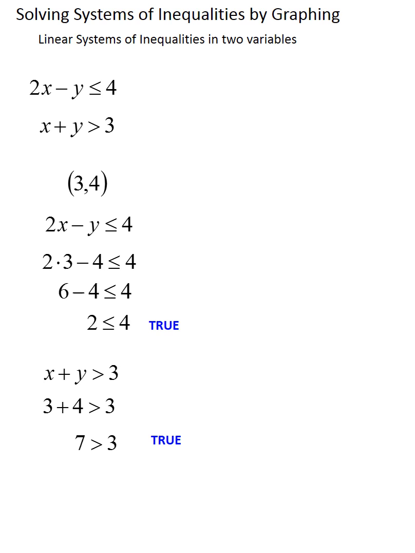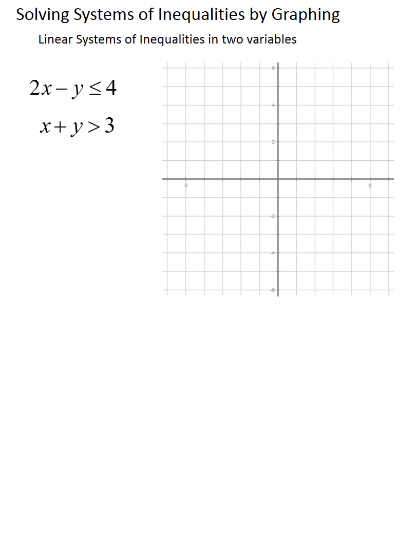But of course, solving these by guess and check, as I've done here, won't necessarily give us all the answers. 3, 4 isn't the only point that makes both of these inequalities true. And since our goal is to find all the points that make both of the inequalities true, let me show you a more systematic way of doing that. So the first thing that I would do is graph the first inequality as if it were its own individual math problem.